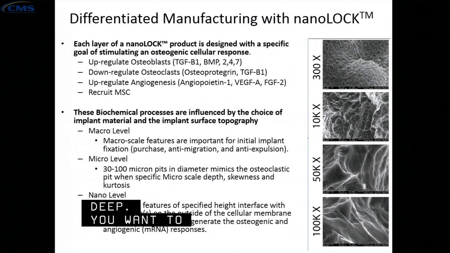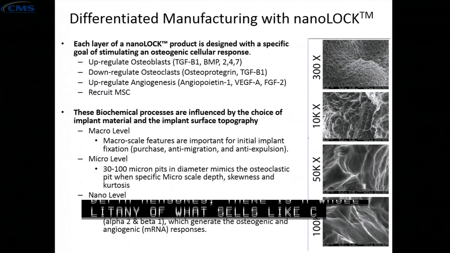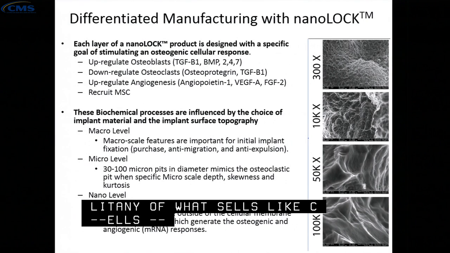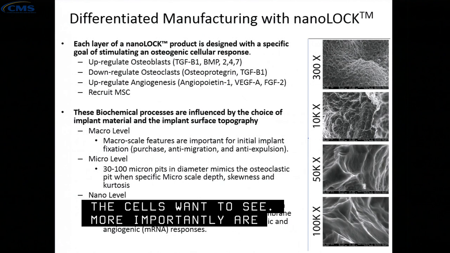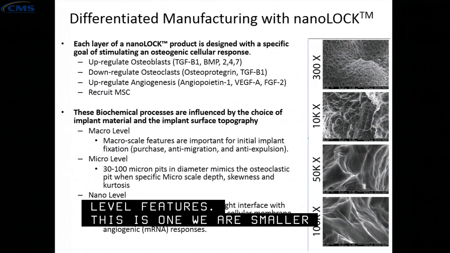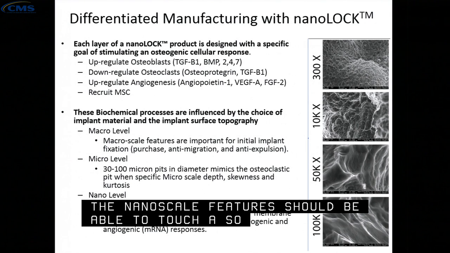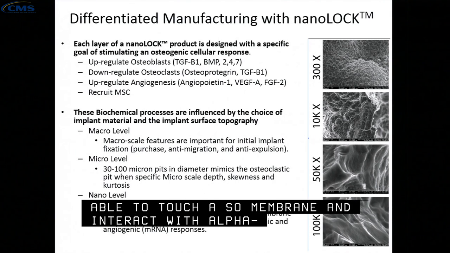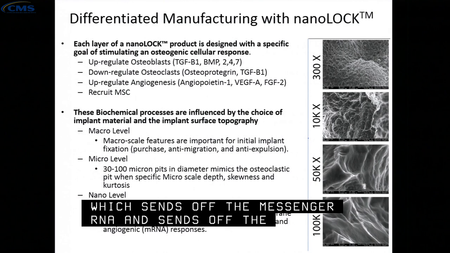And we have created a schedule in a manufacturing environment that allows us to effectively Betty Crocker what the cell wants to see. More importantly, though, is the nano level feature. This is where we're smaller than the cells. That nanoscale feature should be able to touch a cell membrane and interact with integrins, specifically alpha 2, beta 1, which sends off the messenger RNA, which then influences all of the areas that upregulate osteoblasts, downregulate osteoclasts, upregulate angiogenesis, and recruit those mesenchymal stem cells.